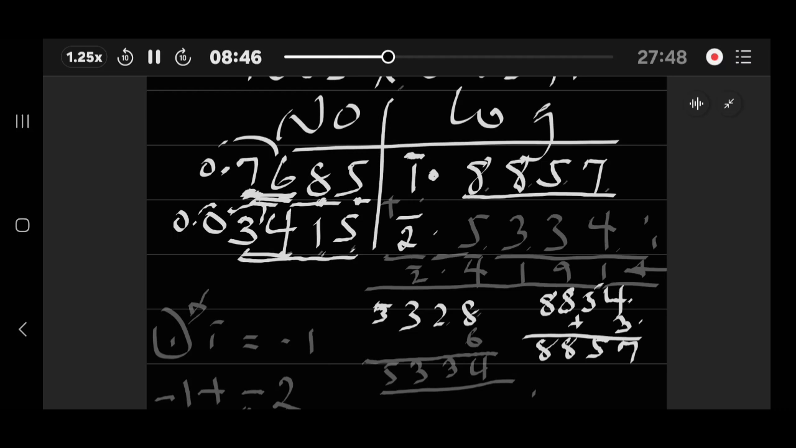Then we check difference 5. We have checked 34 under 1. It gave us 5328. Difference 5 will give us 6. So we are going to add it up. 8 plus 6, 14. Write down 4, carry 1. 1 plus 2, 3. And this is your 3 here, and this is your 5. That makes it 5, 3, 3, 4.